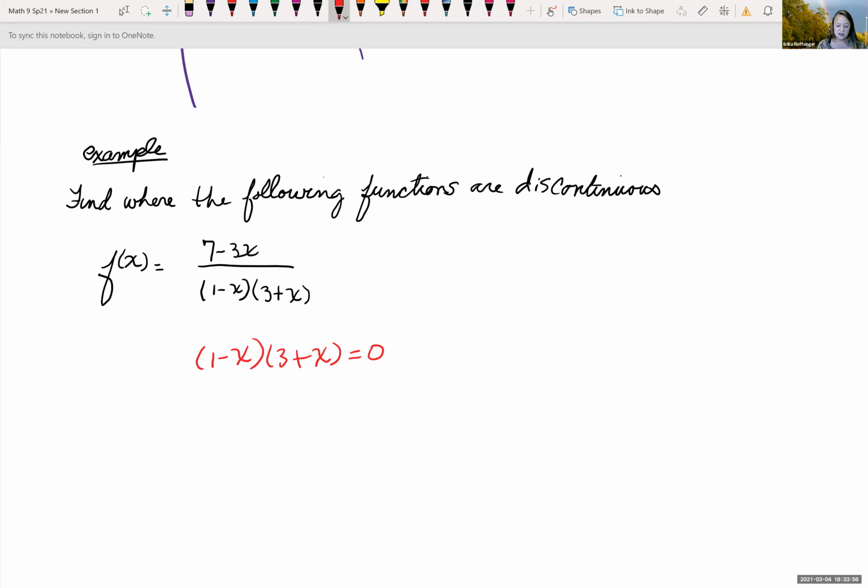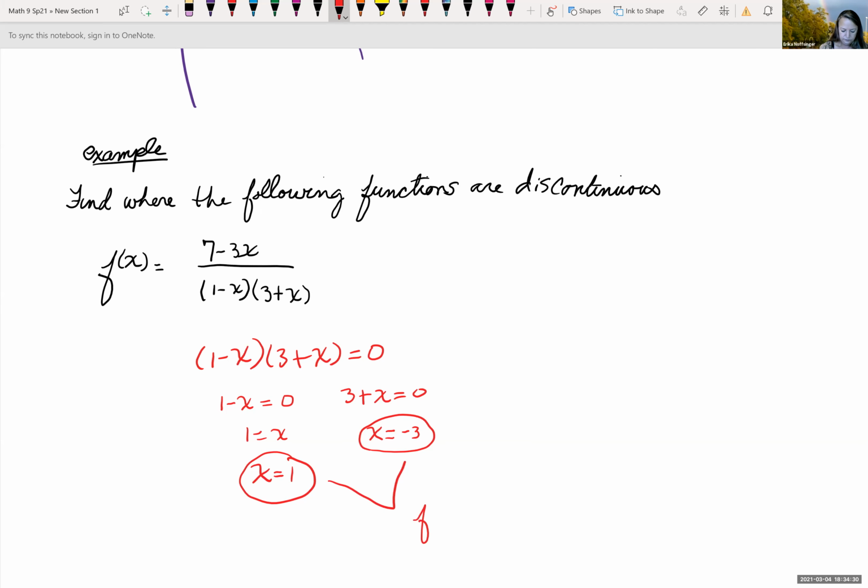Well, this is already factored. And so when we have factors equal to 0, we can set each factor equal to 0. So we can look at when is 1 minus x equal to 0 and when is 3 plus x equal to 0. Well, 1 minus x is equal to 0. If I add x to both sides, I get 1 equals x, or x equals 1. And here, if I subtract 3 on both sides, I get x is equal to -3. Okay, so at these values, f of x is undefined. In order for it to be continuous, remember it had to be defined at that value of x. And so we can say that f of x is not continuous at x equals 1 and -3.